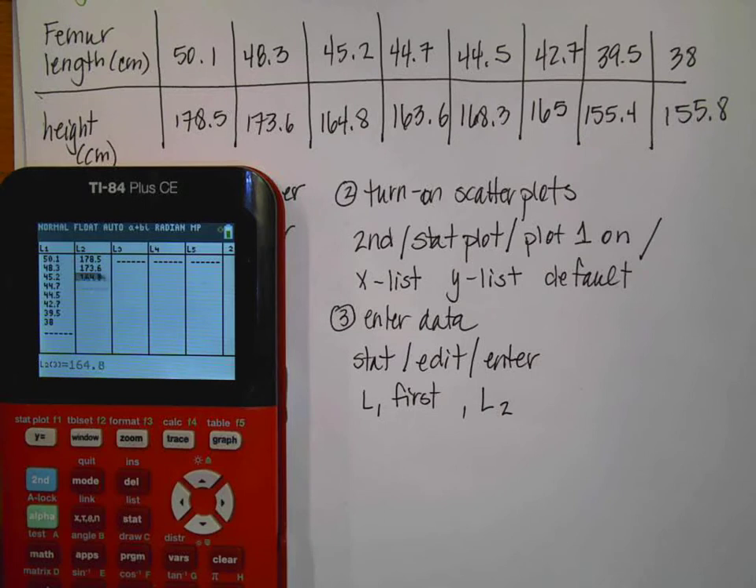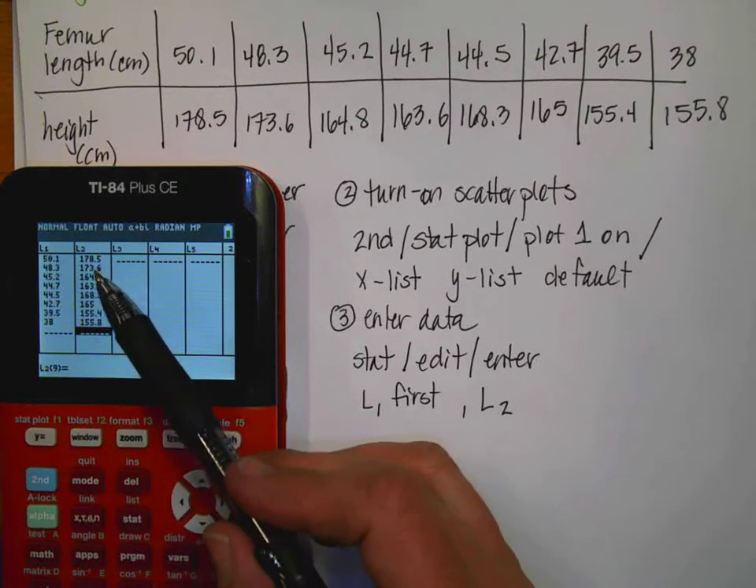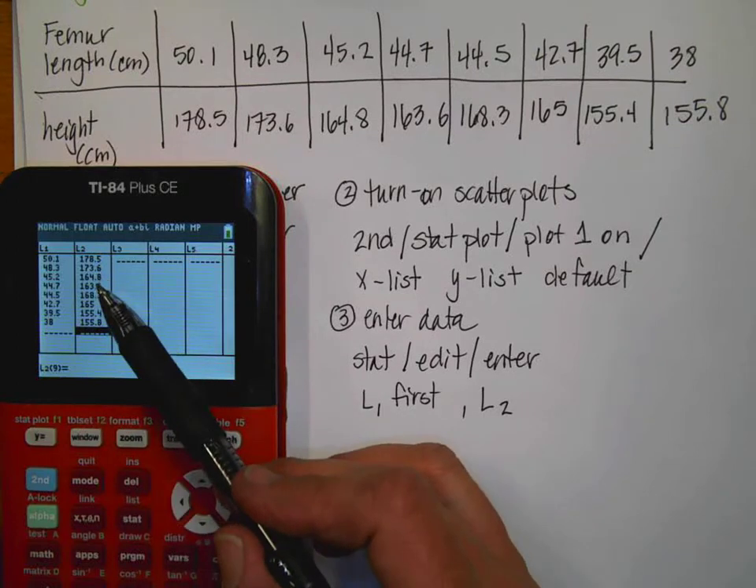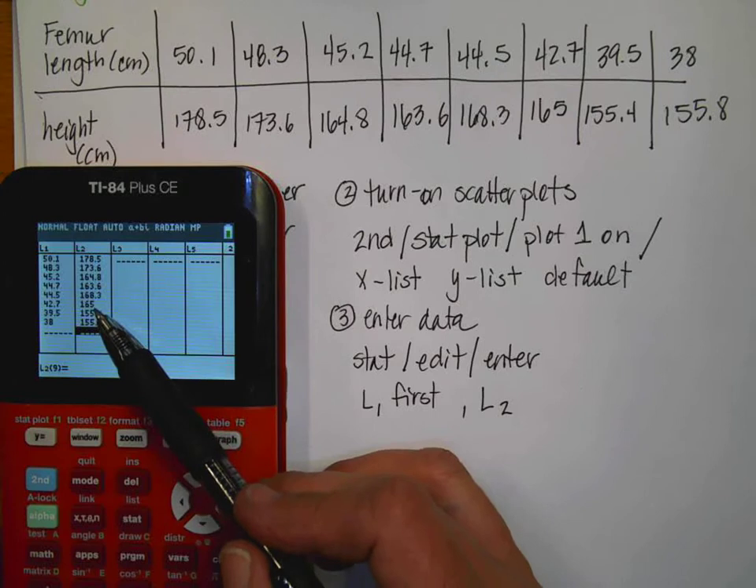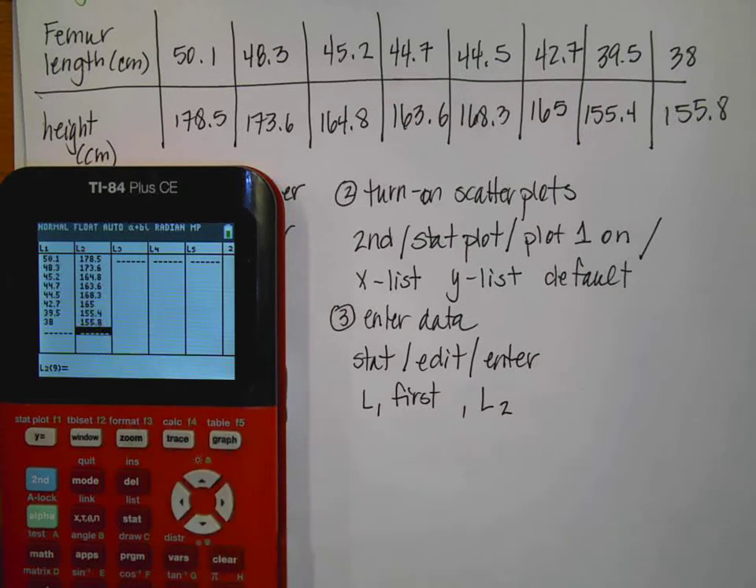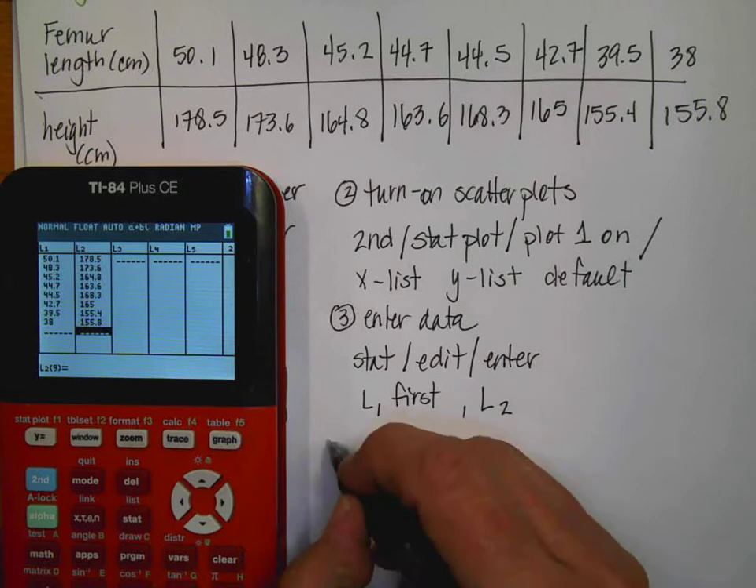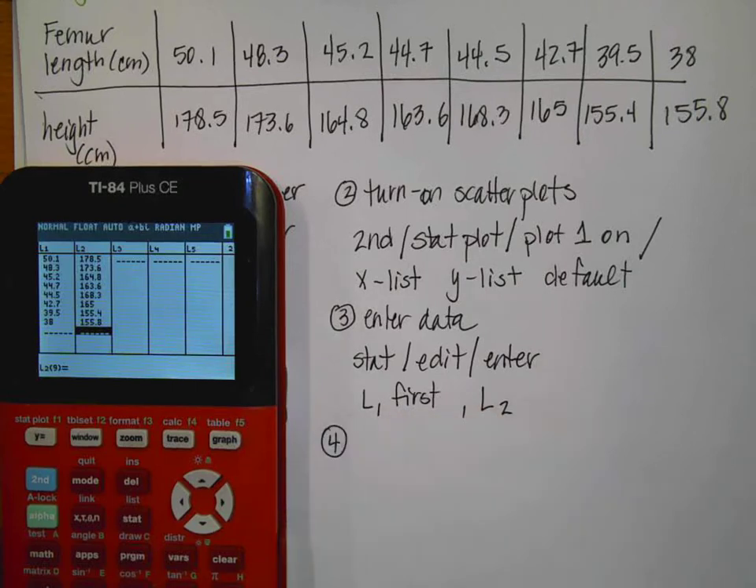173.6, 164.8, 163.6, 165, and 155. All right, and then I'm going to do the same thing. I'm going to go back and make sure I didn't screw anything up because if I do, my data's going to be bad. 165, and I think we're good.